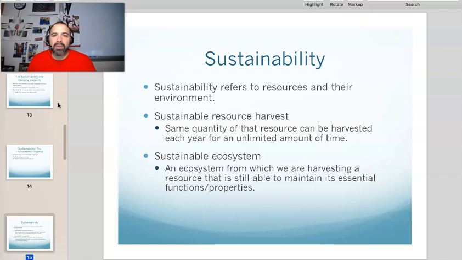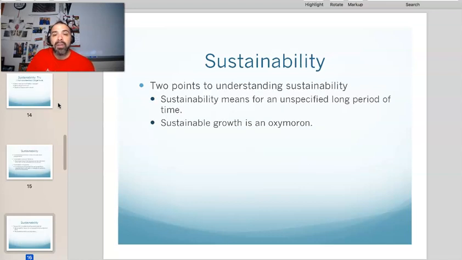And so sustainable resource harvest is that the same quantity of that resource can be harvested each year for an unlimited amount of time. A sustainable ecosystem is an ecosystem for which we are harvesting a resource that's still able to maintain its function and properties. The two points to understanding sustainability: sustainability means for an unspecified long period of time. Sustainable growth is almost an oxymoron though, because ideally if something is sustainable, you're not going to see growth. It's just going to be inputs equal outputs.